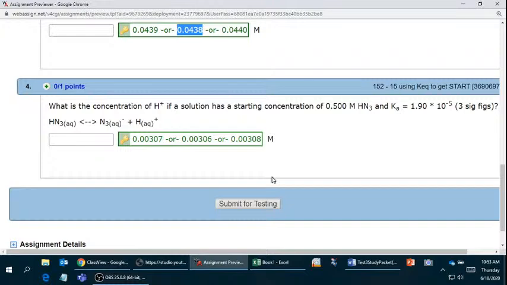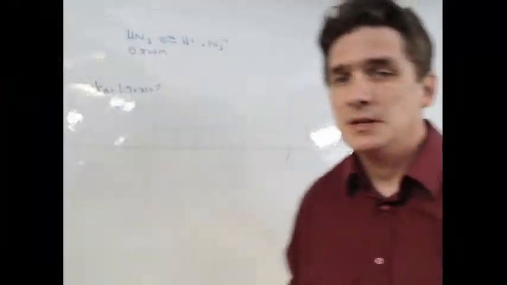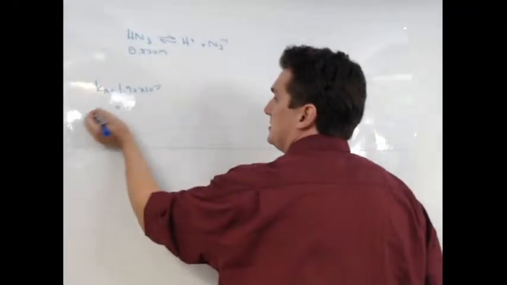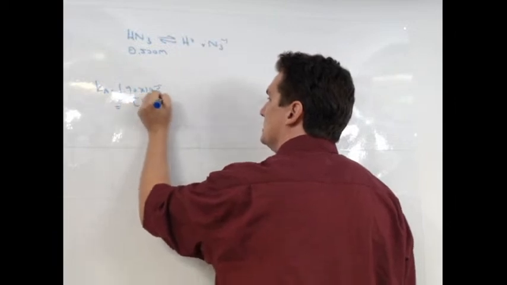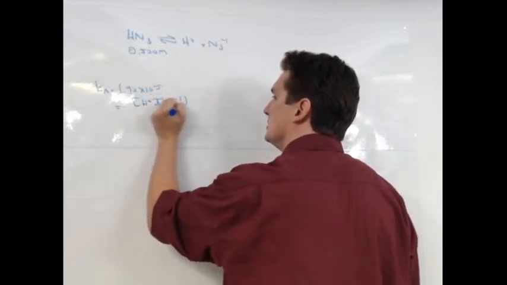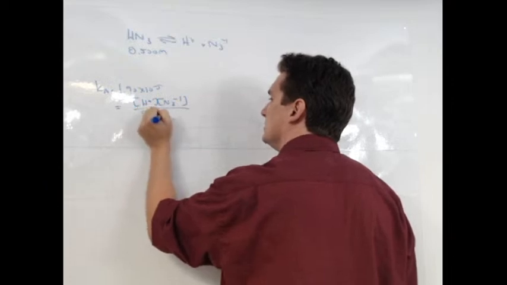So we've got HN3 going back and forth to H plus and N3 minus 1, with a Ka here of 1.9 times 10 to the negative 5. And the concentration of HN3 is 0.5 molar, everything else is 0. So again, my expression for Q is H plus times azide divided by HN3.